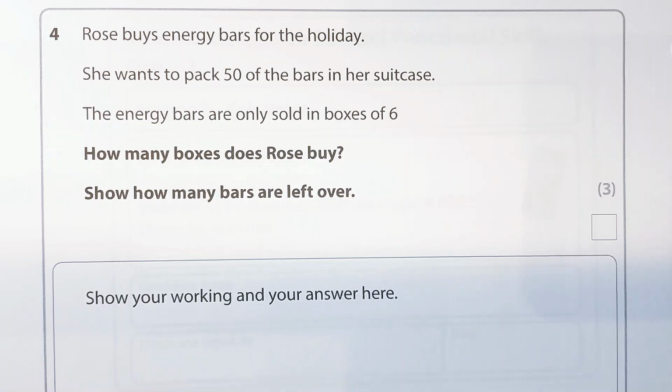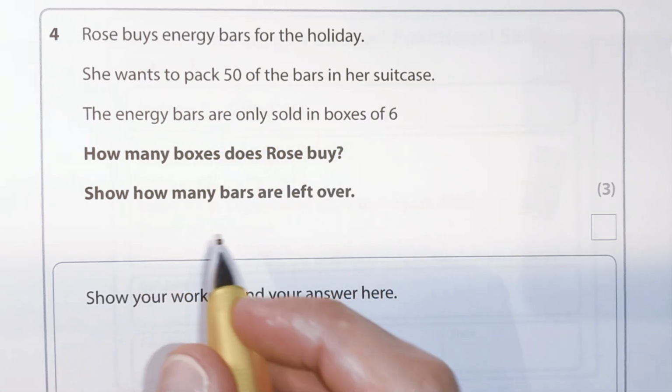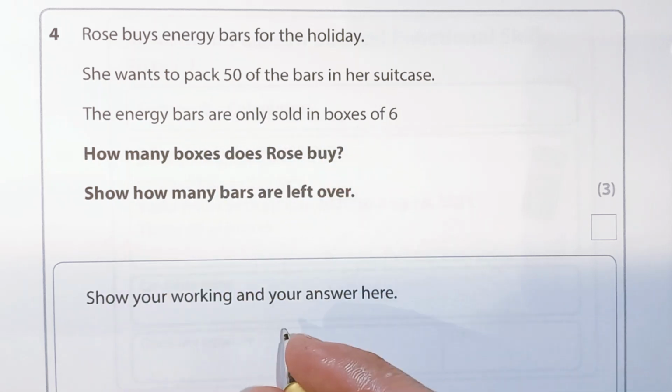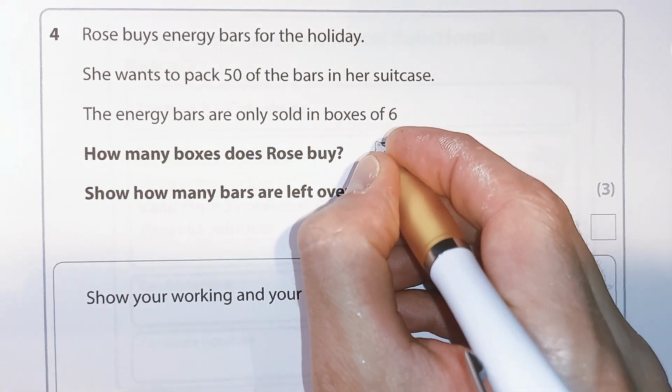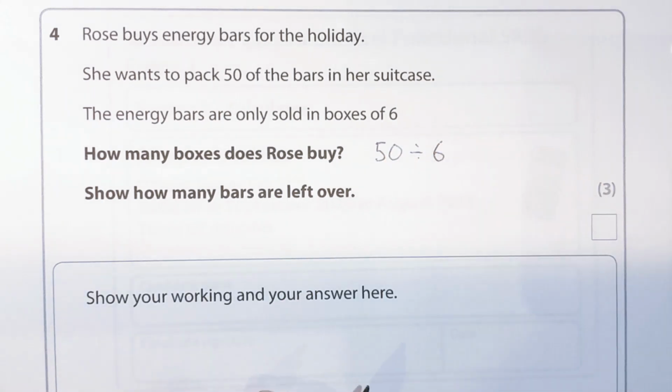Question 4. Rose buys energy bars for the holiday. She wants to pack 50 of the bars in her suitcase. The energy bars are only sold in boxes of 6. How many boxes does Rose buy? Show how many bars are left over. Okay, so we want to know how many times 6 will fit into 50. But they've said how many bars are left over, so 6 might not go into 50 exactly. So what we're saying is 50 divided by 6.